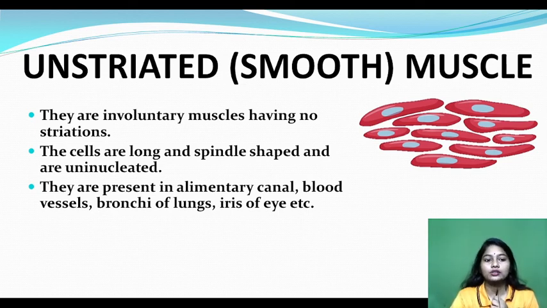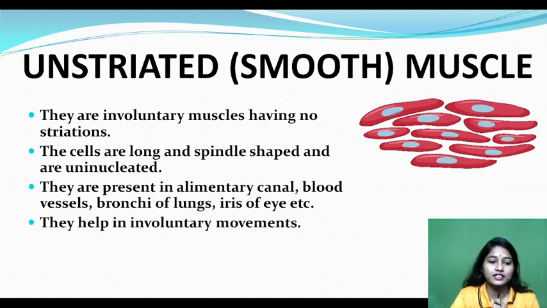So they are present in involuntary muscles like the alimentary canal, blood vessels, bronchi of lungs, and iris of the eye. We cannot control the movement of the iris of the eye, right? Blood vessels, we cannot control their movement. Alimentary canal, we cannot control, right? Bronchi of the lungs, so they are called involuntary muscles. They help in involuntary movements, right?